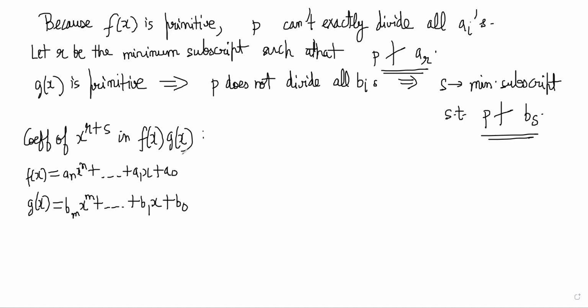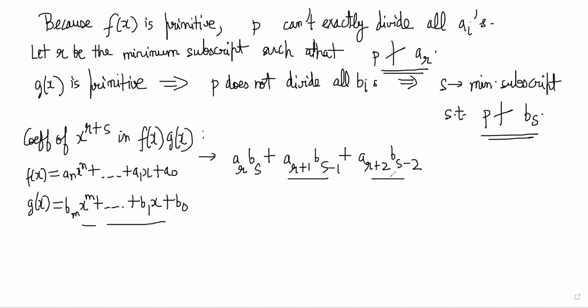Now think about the product x to the r plus s. How would you get that? We can get it by getting the coefficient of the term a r, which is the coefficient of x to the r, and b s, which is the coefficient of x to the s from here, right? Plus, you can say a r plus 1 and b s minus 1, plus a r plus 2 and b s minus 2.